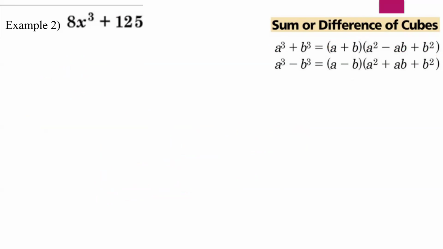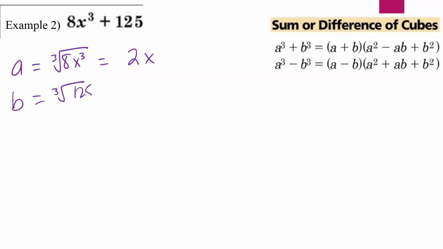So notice this time, instead of it just being a variable, we have a number and a variable. We have a coefficient. So our A equals the cube root of the entire first term, 8x cubed. What's the cube root of 8? 2. What's the cube root of x cubed? x. Now we're going to do our B. Your B equals the cube root of your second term, which is 125. What's the cube root of 125? 5.